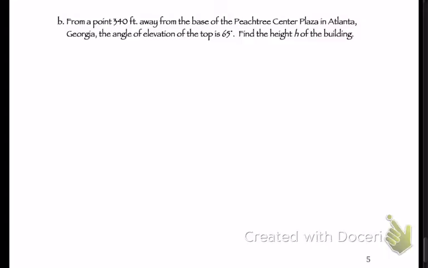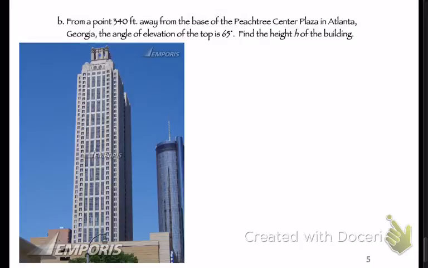So the advice I would give you, always draw a picture. For me, it gets a little bit easier because I can play power of the internet. I can say, hey guys, there is the Peachtree Center Plaza. That's the actual picture of the Peachtree Center Plaza. That's actually in Atlanta, Georgia. So think about that. There it is. So it says that from a point 340 feet away from the base. So 340 feet away from the base.